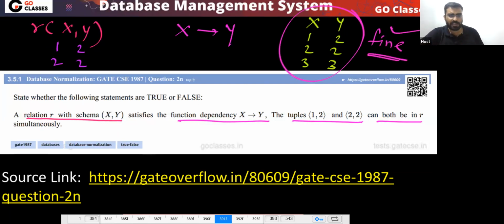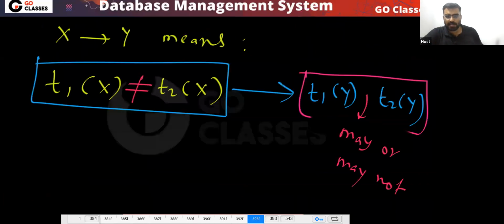Is this clear? This is a very simple question. So is it true or false? This is true. These are allowed. They can be present simultaneously. Remember, this is the simple point.